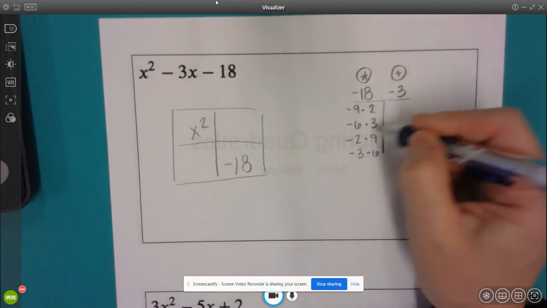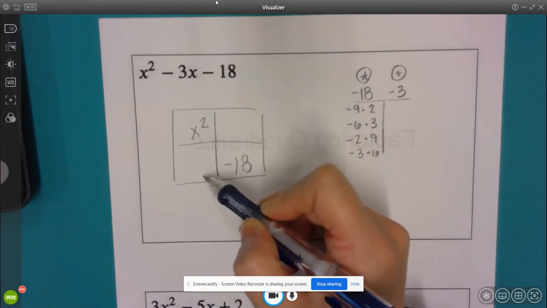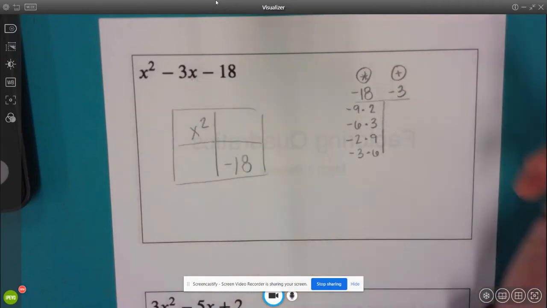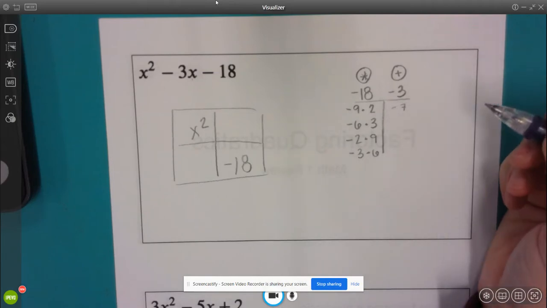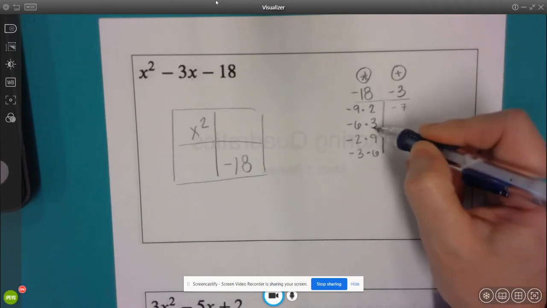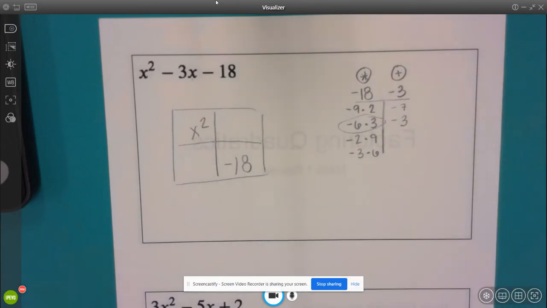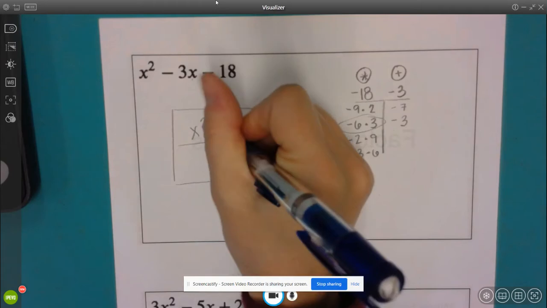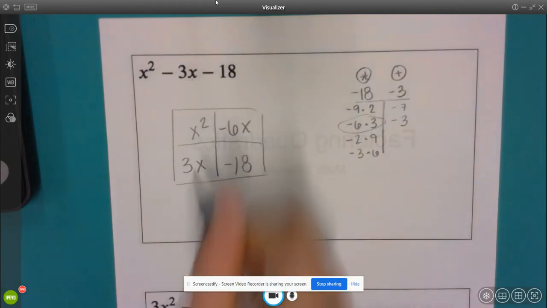So if I add them together and they make negative 3, then I know when I combine these two corners, they would create negative 3x. So negative 9 plus 2 gives me negative 7. That's not going to work. Negative 6 plus 3 gives me negative 3. So I don't even have to look any farther. Those are going to be my corner boxes with x.